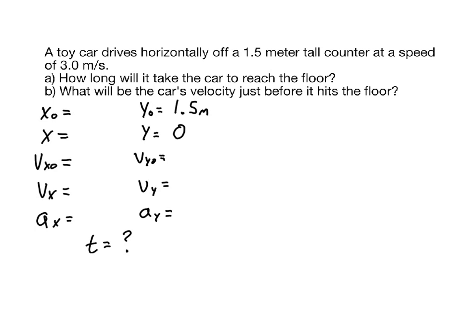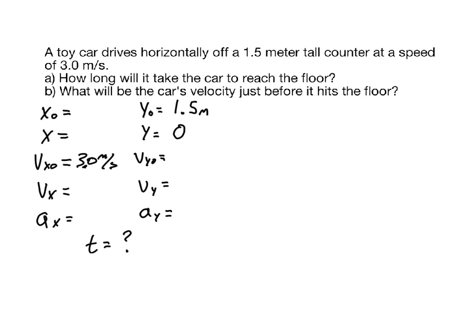Now, what else do we have? First off, it tells us that the car drives horizontally off of this counter at a speed of 3 meters per second. So it's driving horizontally. That's the x direction and has a speed of 3.0 meters per second at the very beginning.